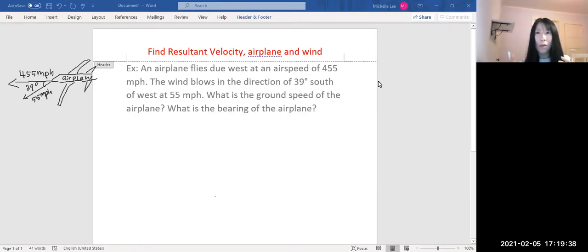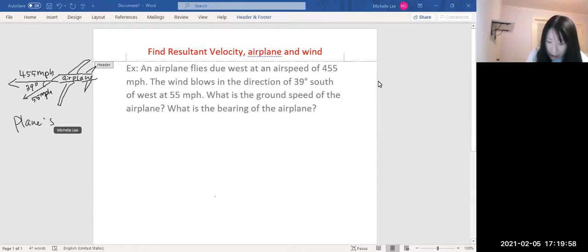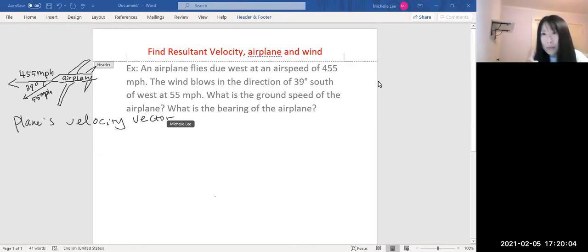Resultant force means we add all the vectors. So basically, the vector sum is the resultant. Let us make the plane's velocity vector. We are using P, the first letter, as the vector notation, vector P. So I'm going to write down negative 455.